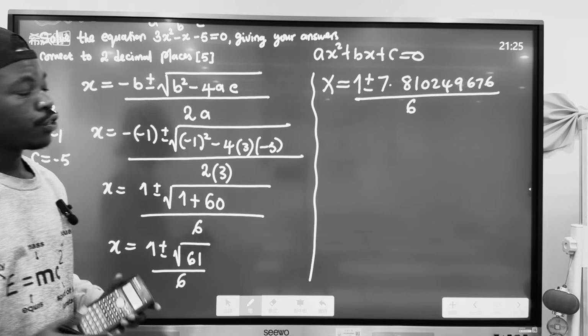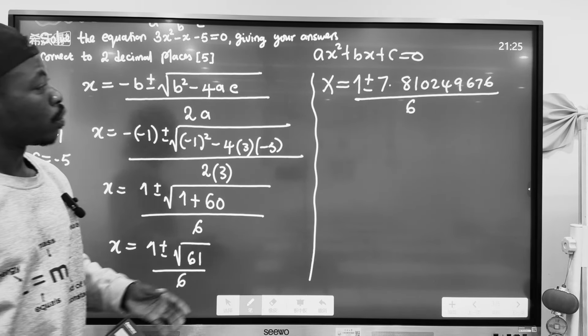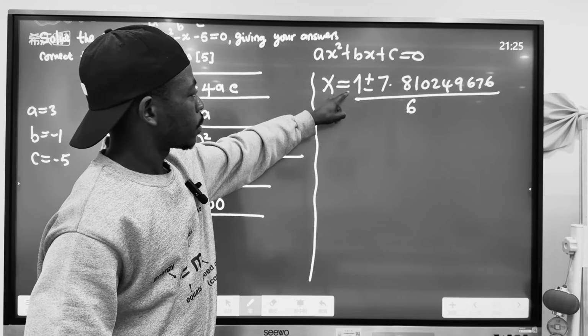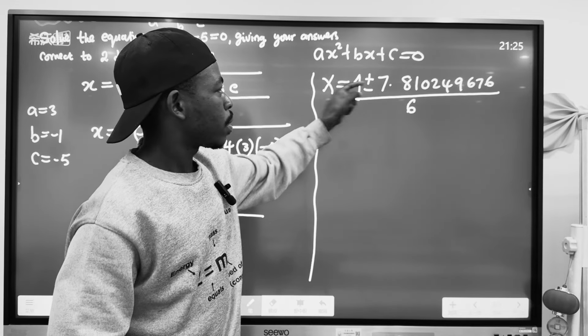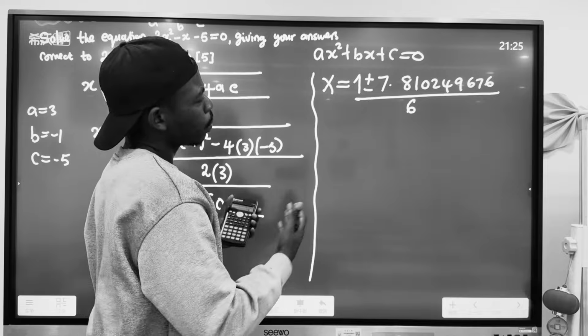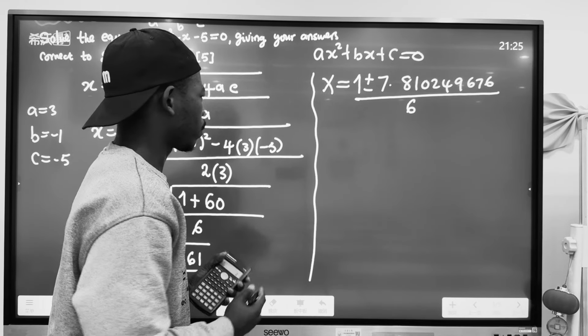Okay, at this stage, you have to remember and know that we have two cases here. One of the cases is the plus case. The other one is the minus case. So you need to handle those cases. We're going to have two answers here. So let's have those cases.